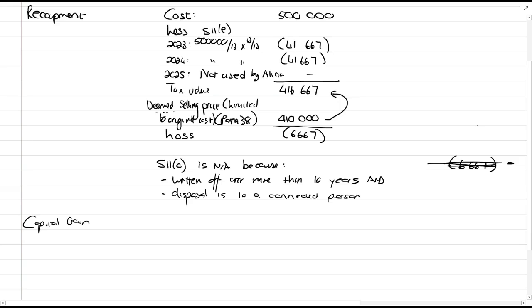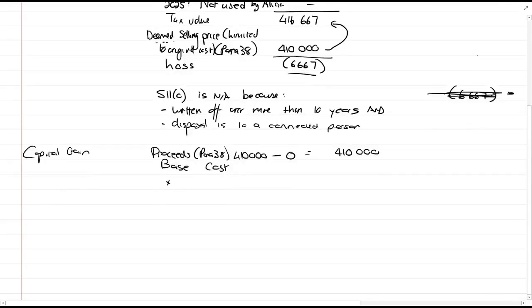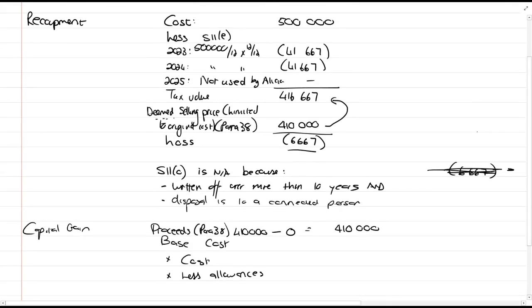Okay, now let's look at the capital gain. Capital gain starts off with the proceeds, and this is again paragraph 38 that tells you it must be the market value less the recoupment, but that's not a recoupment, that's a loss, so there's no recoupment. So that gives us 410,000. Then we have the base cost. Now, very important here, the base cost is calculated as cost less allowances. And when I'm talking about allowances here, for the purposes of this example, I'm talking about these 416,667 amounts there. So the total is 83,333.